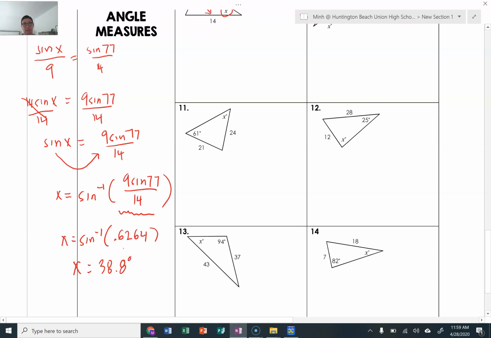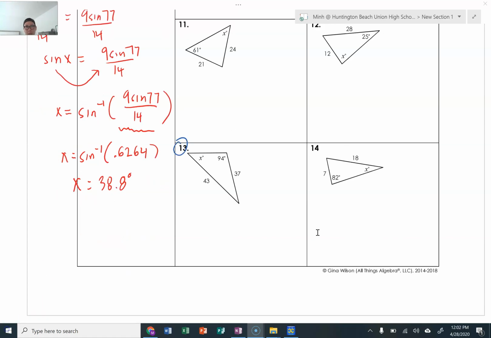All right, let's do one more. All right, guys, last problem. We're going to do number 13 circled in blue. We're going to figure out what we have, and from there, we're going to set up the problem.